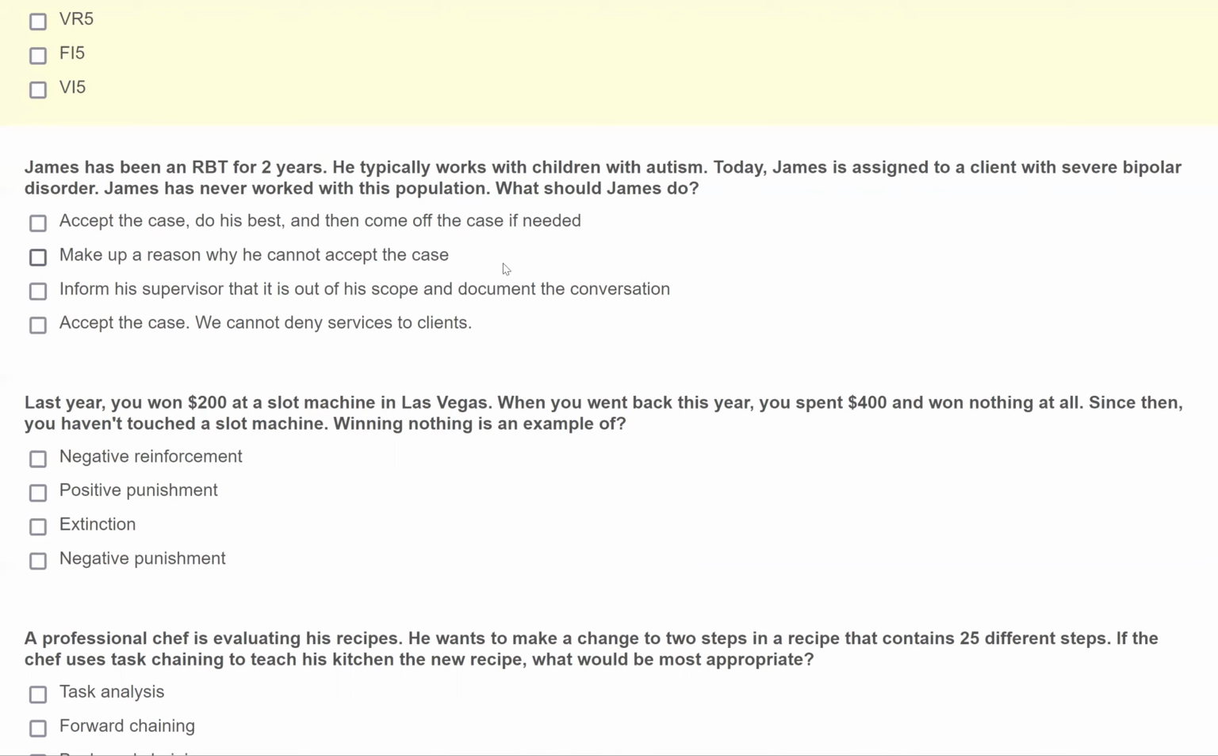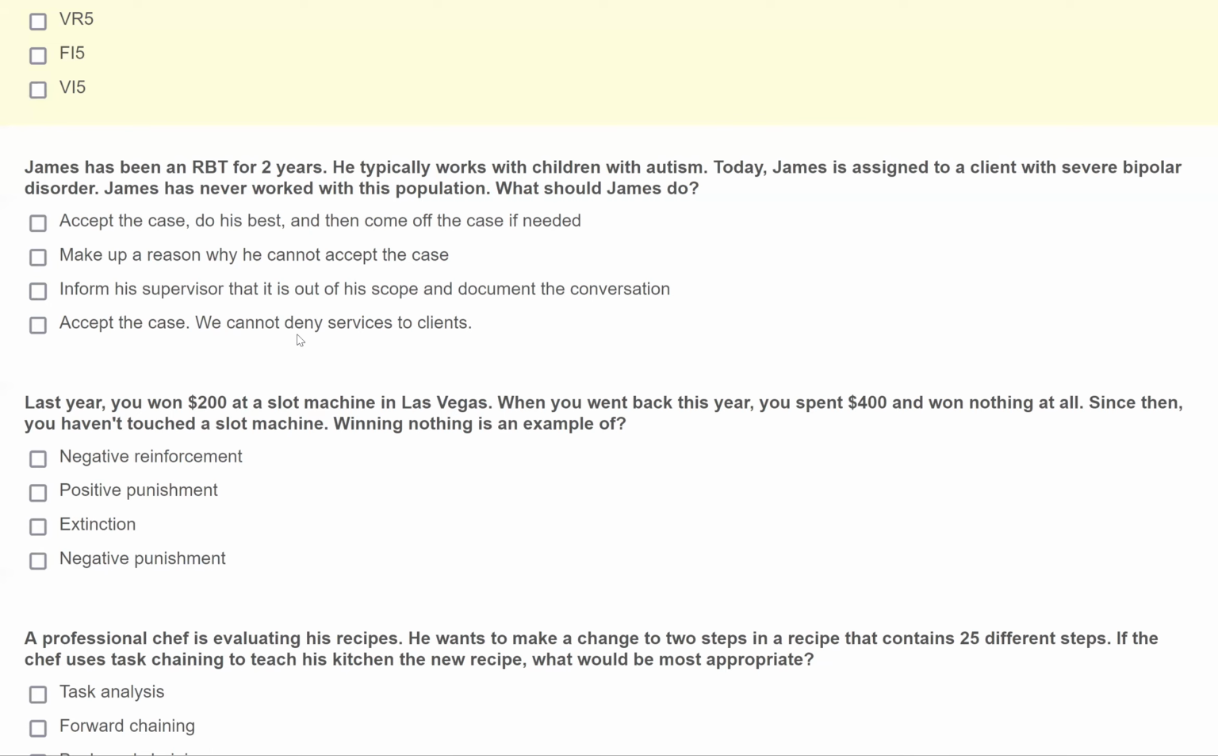The ethical code gives him a reason. You need to use the ethical code to your advantage. BCBAs and your supervisors have to adhere to the ethical code as well. So if someone's pressuring you, go to the ethical code and bring that to them. If we look at C, inform his supervisor that it is out of his scope and document the conversation.